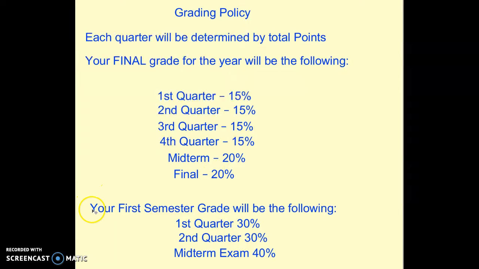Now I know that many of you are seniors and you'll have to send first semester grades. Those will be done. Your first quarter and second quarter will each be 30% and the midterm exam will be 40%. So those are weighted in the same way in which your final grade for the year will be weighted.